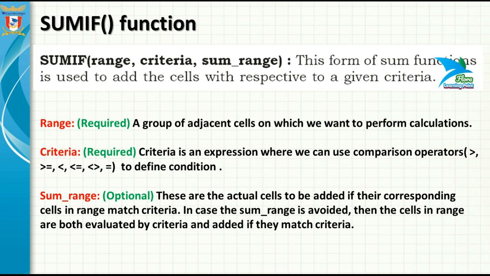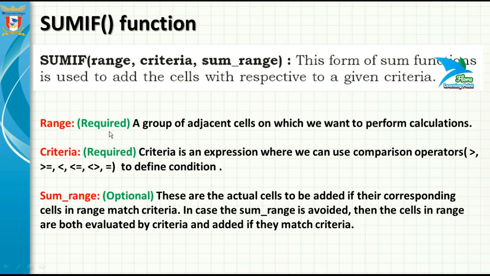Next, we'll discuss the SUMIF function available in Excel. As the name suggests, the SUMIF function is used to perform calculation on the basis of a given condition, or you can say criteria. So if you want to perform calculation on the basis of a condition, then you can use the SUMIF function instead of the SUM function. This function contains three parameters: range, criteria, and sum range.